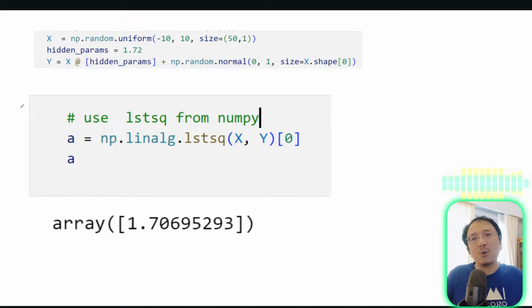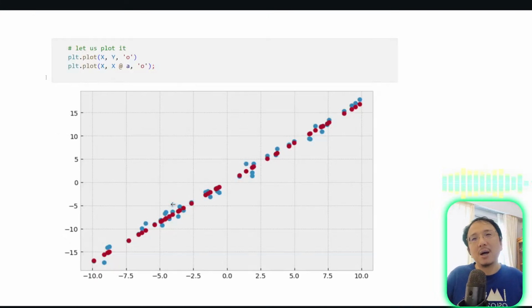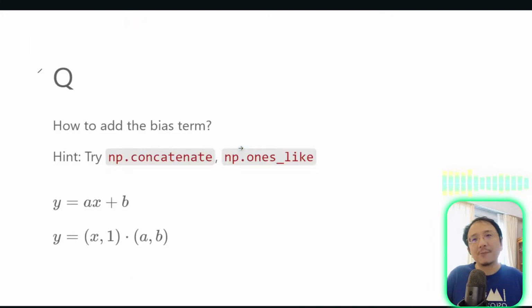So it is something more like y equals ax plus b, not just y equals ax. However, by using some typical transformation tricks, this is not a problem. We can still solve this type of equation or modeling by using the NumPy function least squares. It is because the bias is not a problem. The constant is not a problem. We simply consider a multi-dimensional feature.